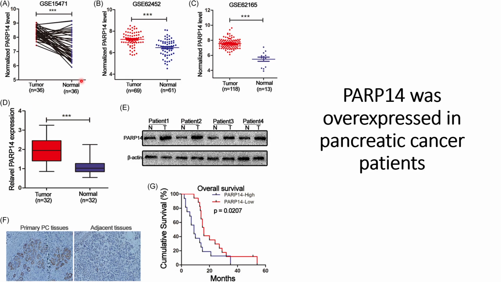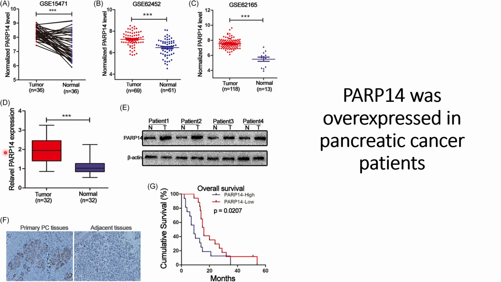So what the researchers did is they analyzed publicly available datasets of pancreatic cancer patients, and in 3 different datasets they were able to see that the expression of PARP14 is high in the pancreatic cancer tissues compared to the normal tissues. Of the publicly available datasets for pancreatic cancer patients, they checked 3 and saw a similar trend.